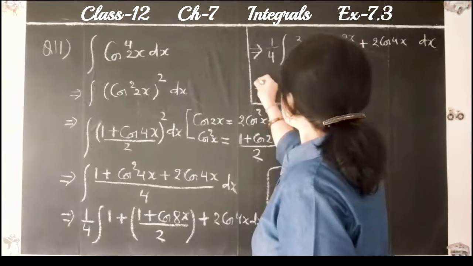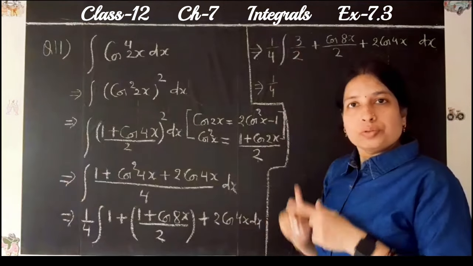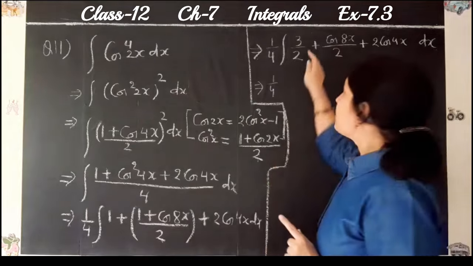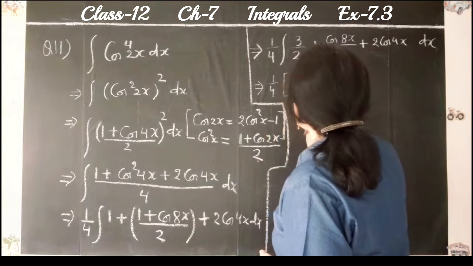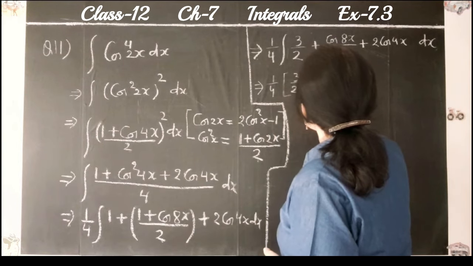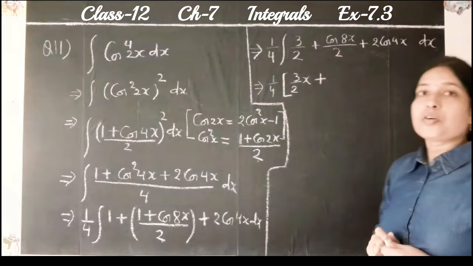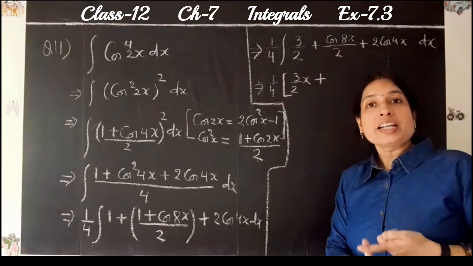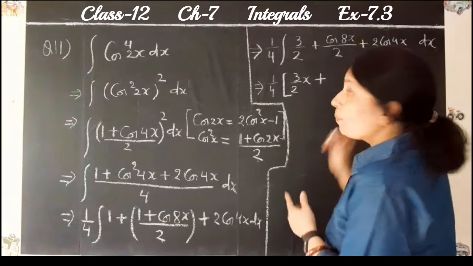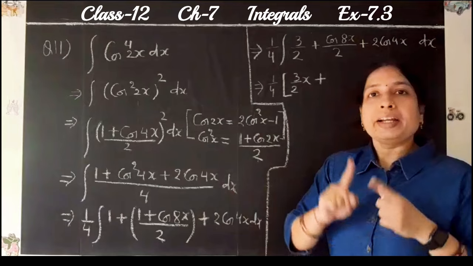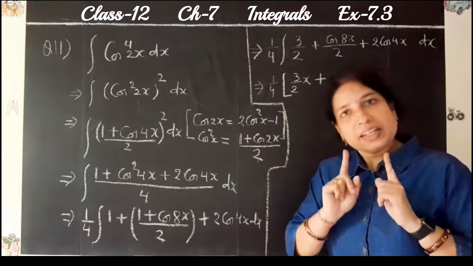Okay, so integrate. It will be 1 by 4. When we integrate 3 by 2, we get 3 by 2 x, because the integral of 1 dx is x. Plus, here the integral of cos x is sin x, and in place of x it is given 8x. So if we put 8x equal to t, then 8 dx will be dt, so dx will be dt by 8. So 8 will be in the denominator.